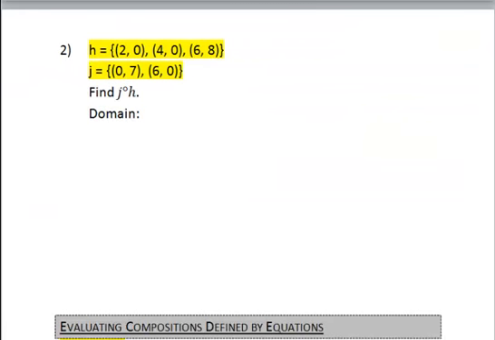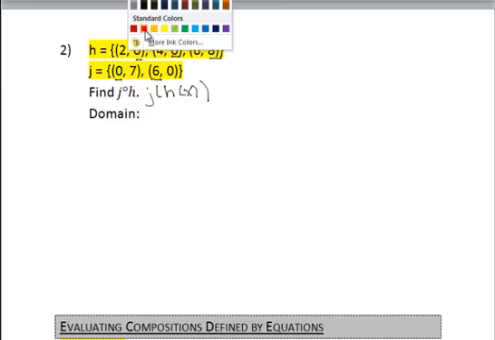Let's try another one. Let's see if we can get that domain right off the bat. We're wanting to find j of h, by the way. So we're looking at the output of the inside function. That's going to be 0, 0, 8. We need to know where this output is in the input of j. So what y is in the x of j? Well, the x of j is 0 and 6. The only place those match will be 0, right?